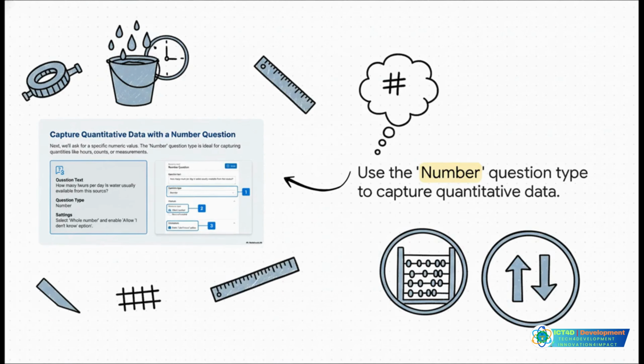But what if you need a number, not just a choice? Super easy. You just select the number question type. This is perfect for capturing any kind of quantitative data, counts, measurements, you name it. And what's really cool is you can even set rules, like making sure it's a whole number, which helps prevent those annoying data entry errors.